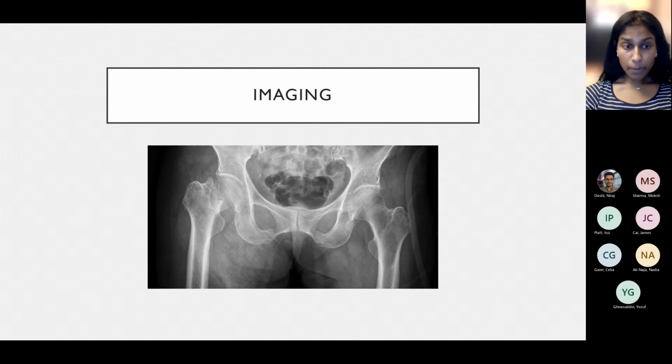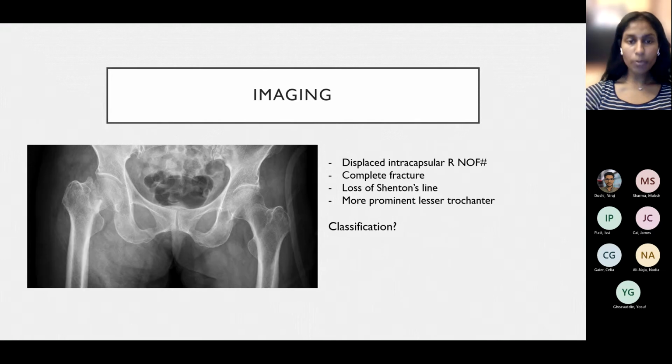Cool. Okay, so there are a couple of other features. You guys have got pretty much what's going on. It's a displaced intracapsular neck of femur fracture, and it is a complete fracture because if you look at that fracture line, it's going completely transverse through that whole bone there.